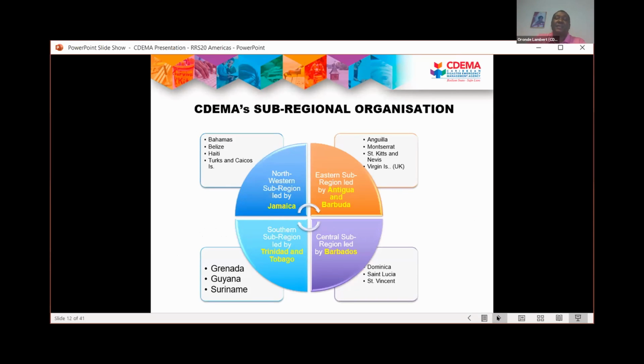CDEMA itself, for management purposes and ease of operation, we have divided our operations into sub-regions. So we have 4 sub-regions. The Northwestern sub-region, which is headed by Jamaica, they're the sub-regional focal point for the Northwestern region. The Eastern sub-region, where Antigua and Barbuda is a sub-regional focal point. The Central sub-region, where Barbados is a sub-regional focal point. And then the Southern sub-region, where Trinidad and Tobago are the focal point. And this basically allows us, in our operations, to better focus our energies as we respond or do anything related to disaster management in the region.